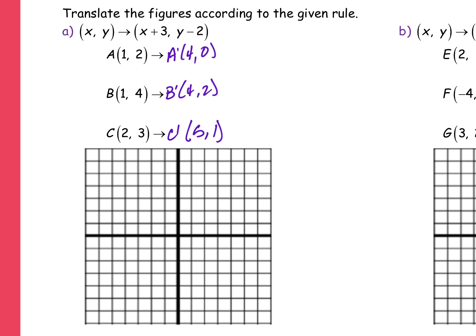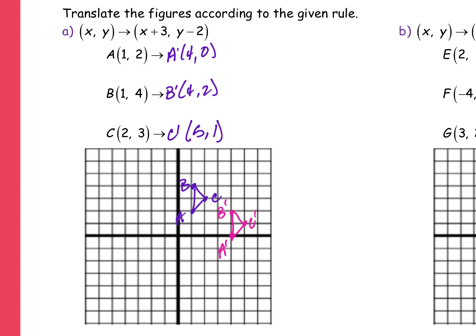So I hope I graphed better than I did yesterday. 1, 2, 1, 4, and 2, 3. So that's A, B, and C. Okay, and then we've got 4, 0, 4, 2, and 5, 1. So that's A prime, B prime, and C prime. Is that what you guys got? Nice job.